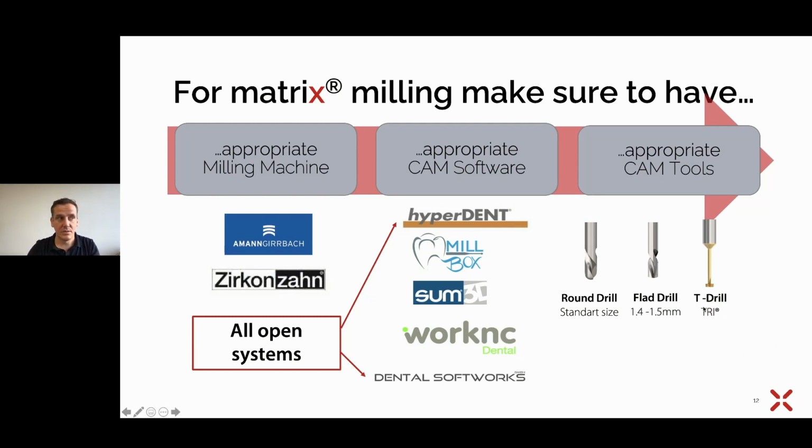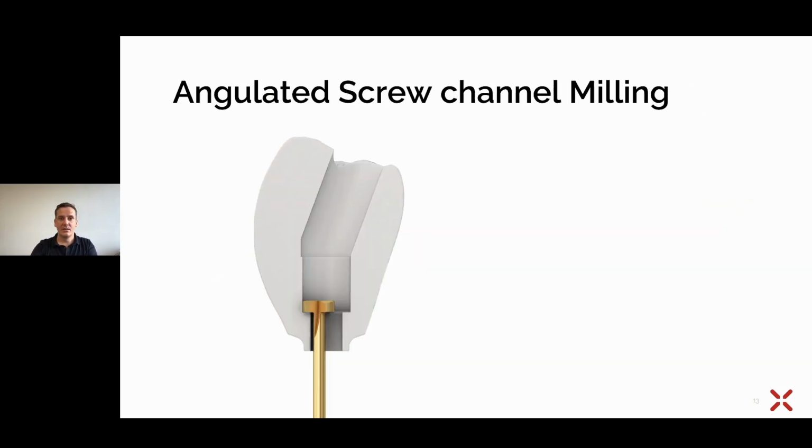This is the so-called T-tool, and you can order the T-tool through TRI. This is what I would like to show you on the next slide. The T-tool is an important tool because we do not have any Ti base with a prefabricated screw seat in this matrix system. You have to mill the screw base with these milling strategies.